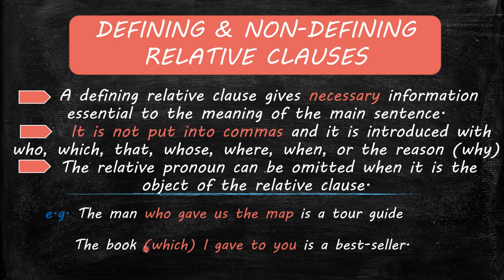The other example, the book (which) I gave to you is a bestseller. As we see, which is put into brackets because it can be omitted, because it's the object of the relative clause, because we have a subject pronoun between the relative pronoun and the verb.